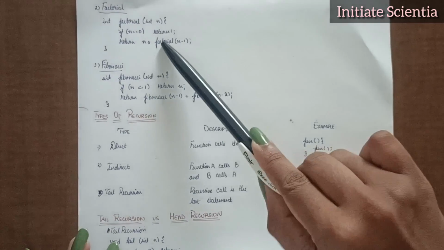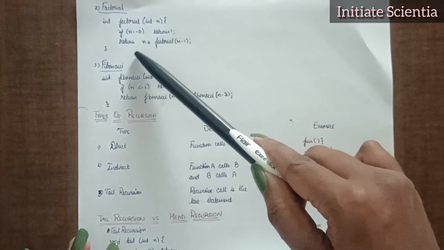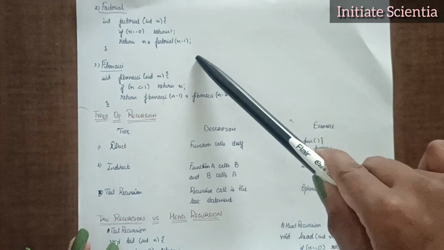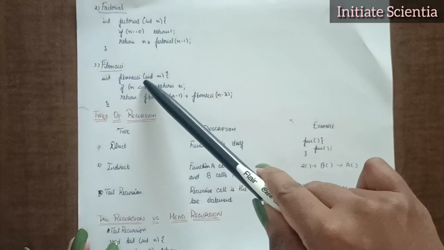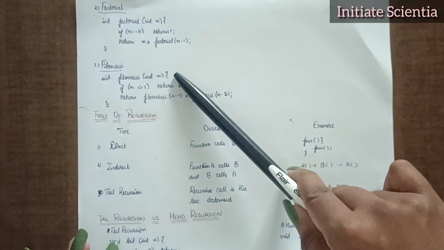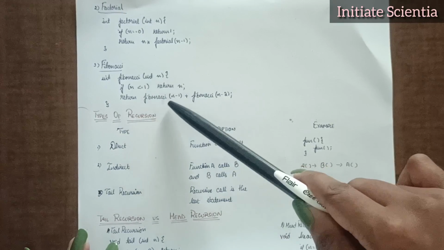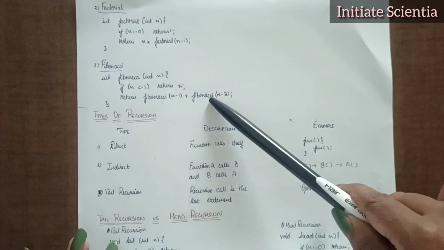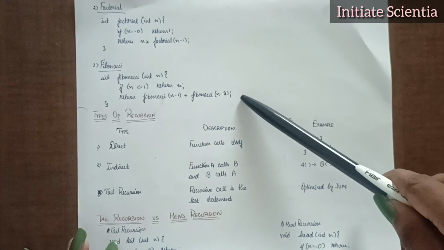Next, factorial. int factorial(int n). If n is equal to 0, then return 1, else return n times factorial(n - 1). Fibonacci. In Fibonacci, int n: if n is less than or equal to 1, then return n. Return fibonacci(n - 1) plus fibonacci(n - 2).